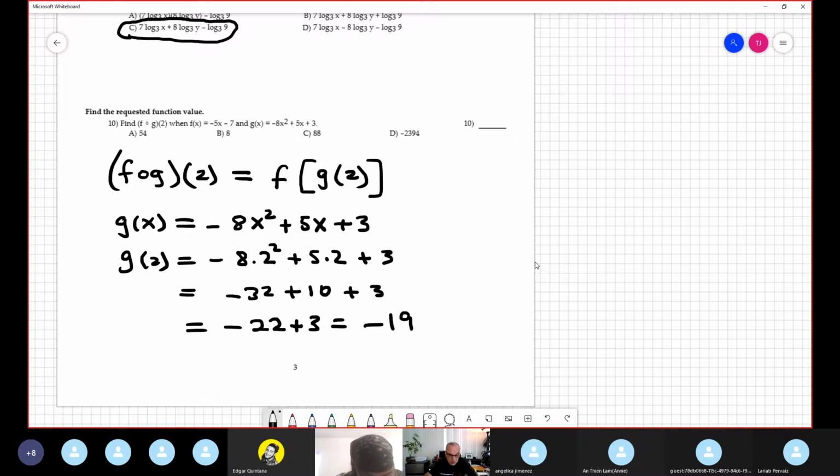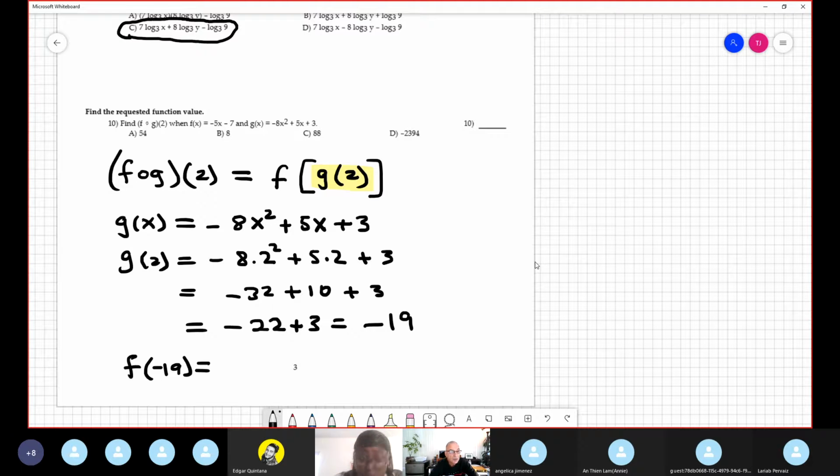Okay, in the calculator. Minus 22 plus 3. Yes, of course. Negative 19. That's not the final answer, this is only the inner answer. Look, now I need to plug negative 19 into the F. Like that. F evaluate negative 19.